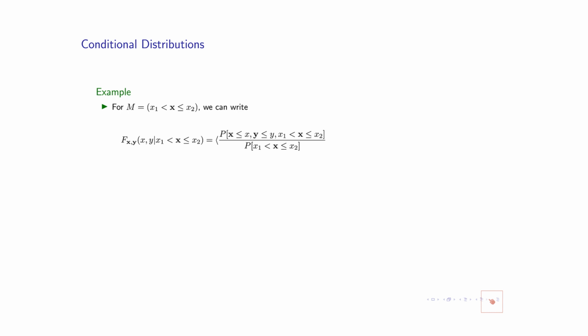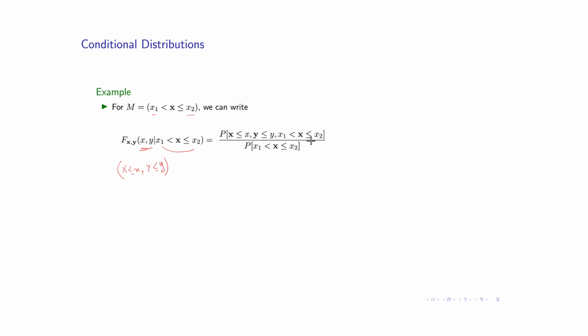Another example, suppose that event M is the event that x falls in between two real numbers. In that case, we can write the joint distribution of x and y. This is the event that x is smaller than or equal to x and y is smaller than or equal to y. So this is one event and this is another event, and x is between those. If you write this expression, you will get this equation.